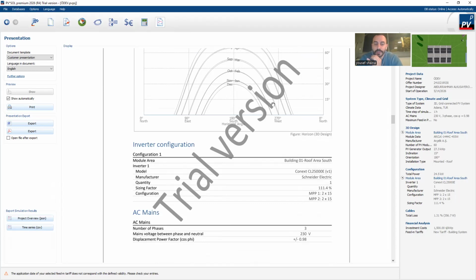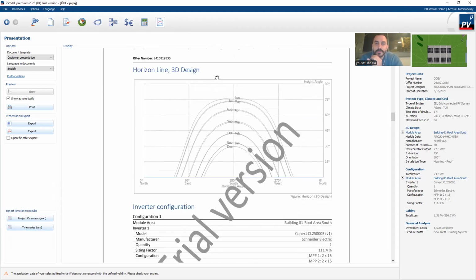What you are looking at here is the horizon line diagram from the 3D design. This chart shows the sun path across the sky throughout the year. The highest arc represents June, when the sun is at its highest point, and the lowest arc represents December, when the sun is lowest.